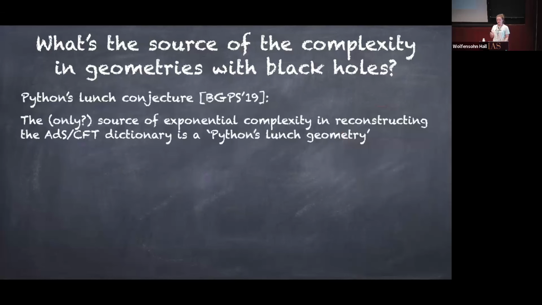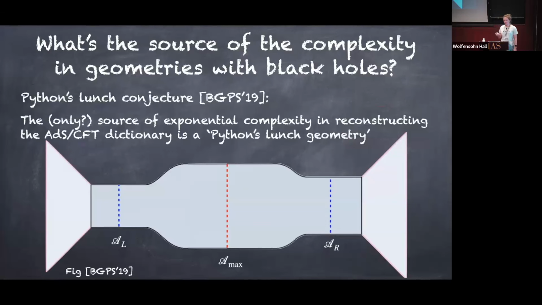And the original Python's lunch conjecture suggests that in geometries that contain a Python's lunch, you should expect to find that the dictionary is exponentially complex for some parts of the reconstructible region. Okay, so let me explain what I mean by that. In this picture, I want you to imagine that our boundary is here on the right-hand side. So we're interested in what parts of the bulk can be reconstructed on this right boundary. Now, from the previous slide, we know we should be able to reconstruct anything which lies between this boundary and the minimal surface in the bulk.